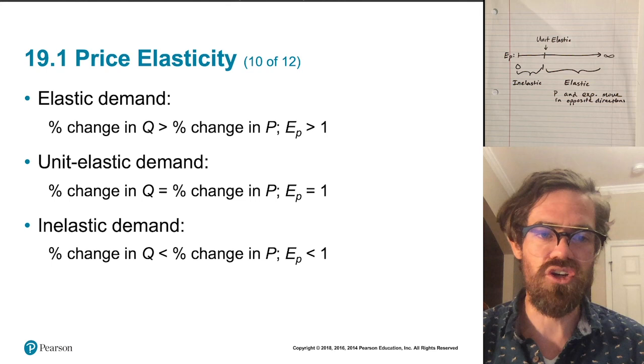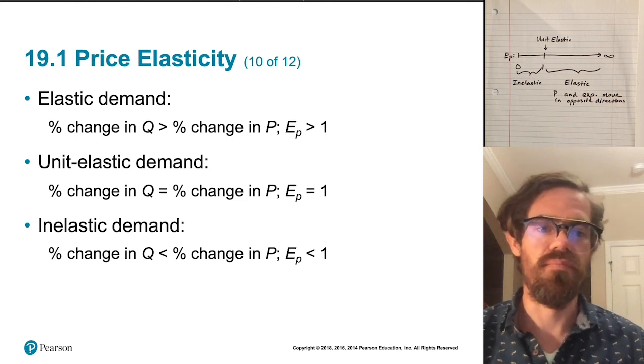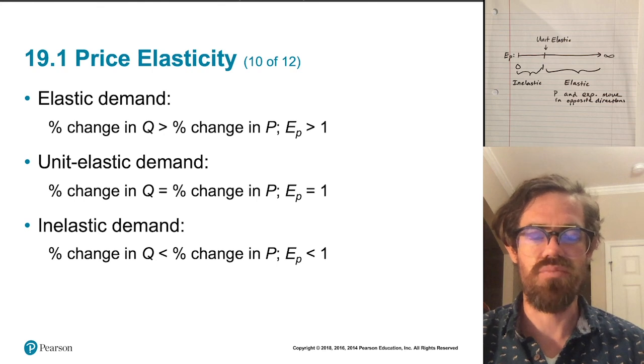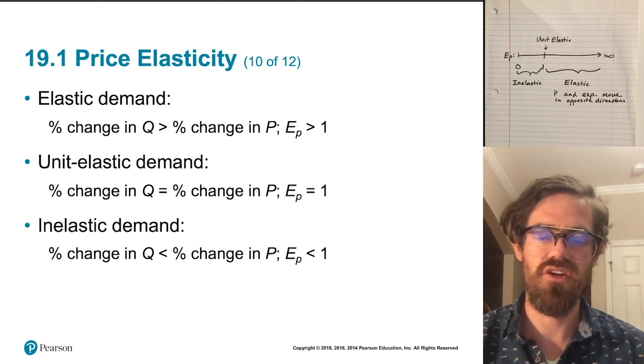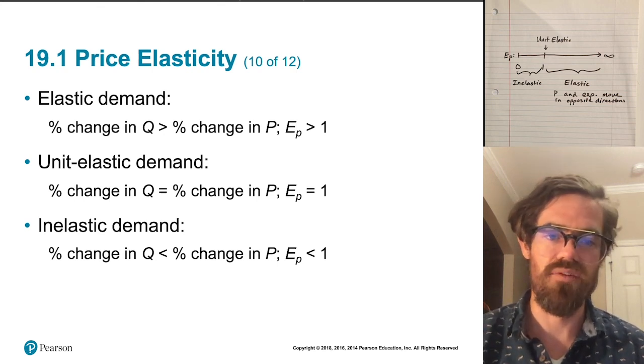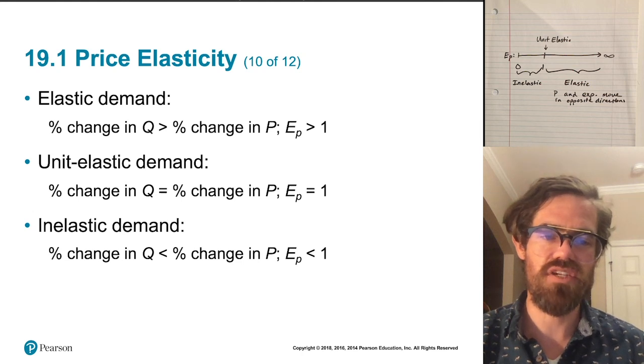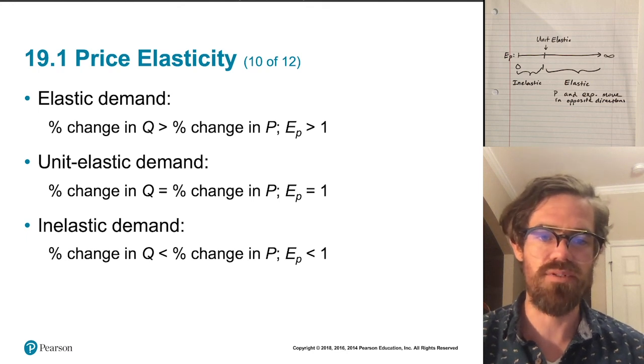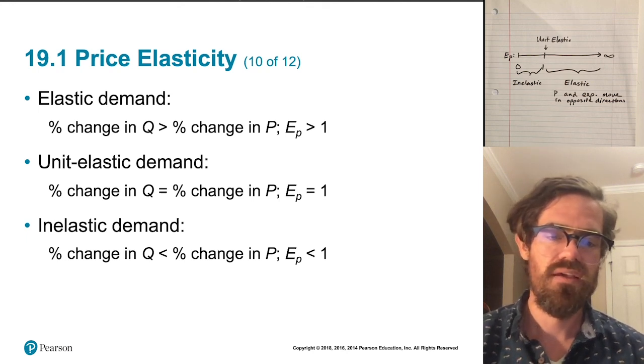When a good is unit elastic, the percent change in quantity is exactly equal to the percent change in price. So there's no change in expenditure there. This again would be like if the price went up 50%, you decrease your consumption by 50%. And so they exactly offset one another and you end up spending the exact same amount of money.